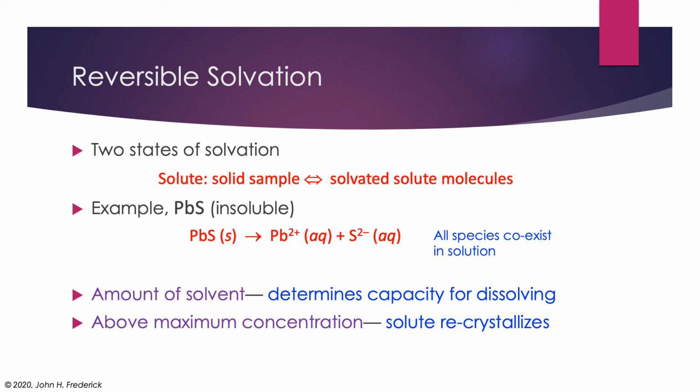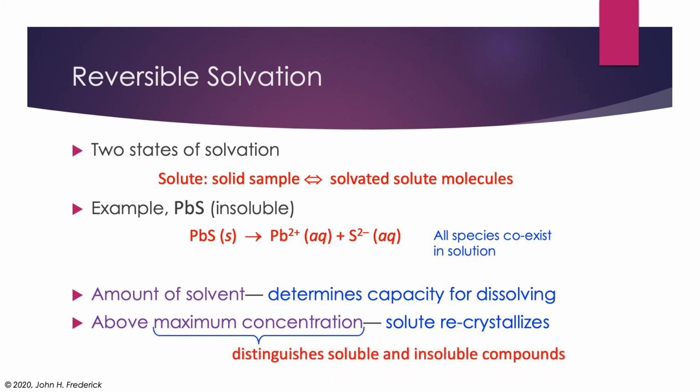It says that basically every solute, so in this case lead sulfide or sodium chloride or sugar, whatever it may be, has a certain characteristic maximum concentration when it's in solution. If it exceeds that maximum concentration, it's then going to recrystallize and form a solid again. Otherwise, it will remain in solution. So this is really what distinguishes soluble and insoluble compounds from one another, is really what is their maximum concentration that they can achieve when they encounter the solvent.